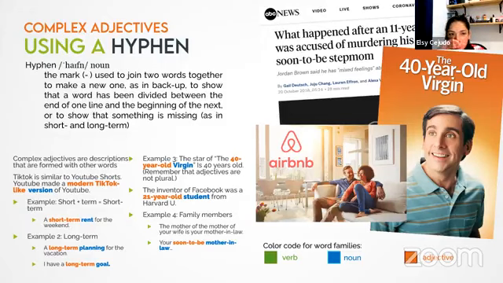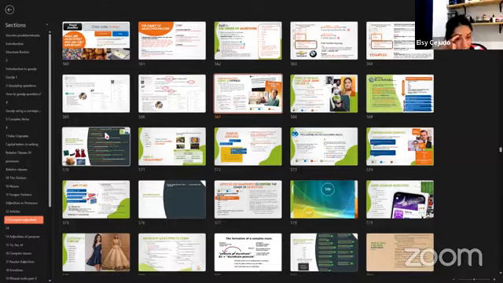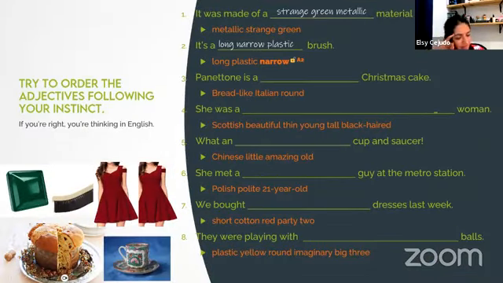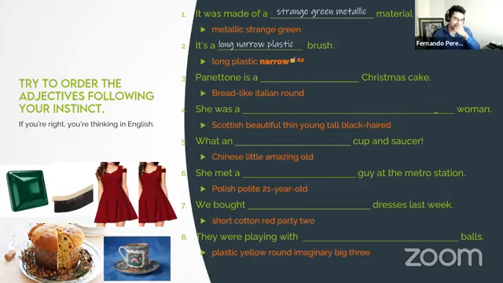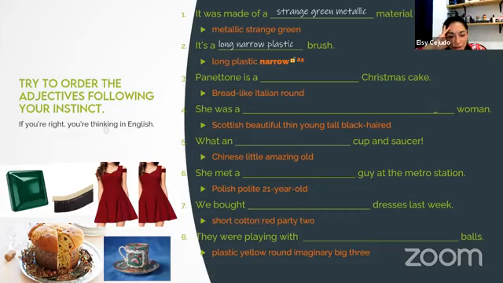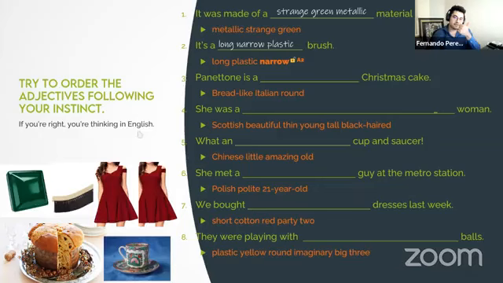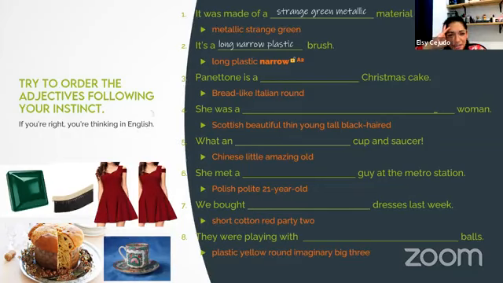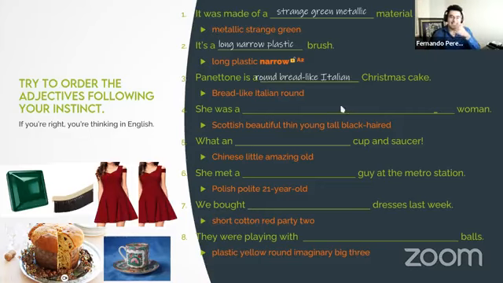So I have shape, proper, and proper. Nationality. Two propers. Exactly. Panettone is a round bread-like Italian Christmas cake. Good, you just omitted the "like." Yes, panettone is a round bread-like Italian Christmas cake. Exactly. Usually the nationality is the last adjective.